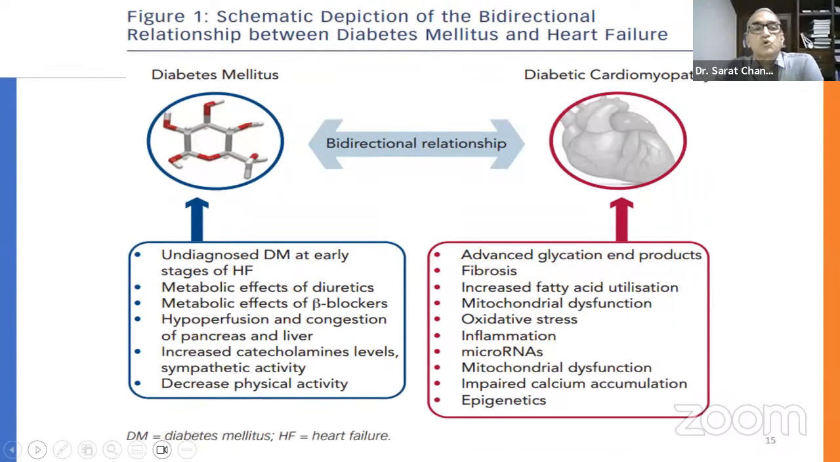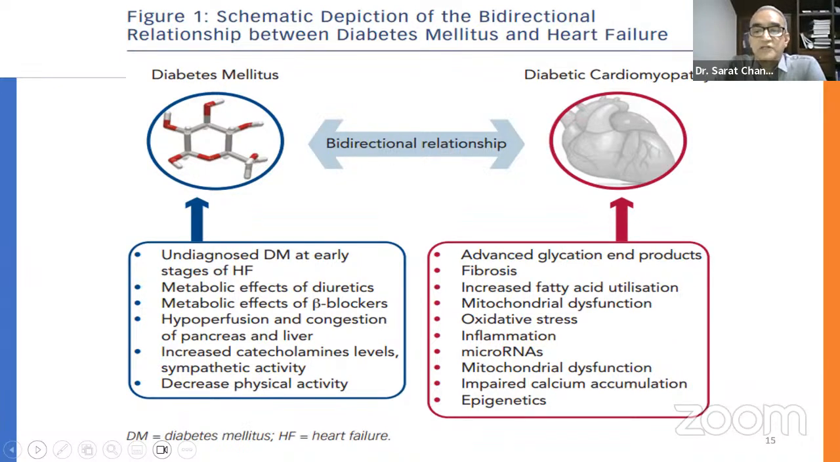Okay. So you may ask the question, what is the relation between diabetes and heart failure at the level of pathophysiology? There is a bidirectional relationship between diabetes and heart failure. On the right side, first, let us look at this. What we are seeing is the development of diabetic cardiomyopathy. If there is diabetes, these are the various mechanisms through which it tends to lead to heart failure.